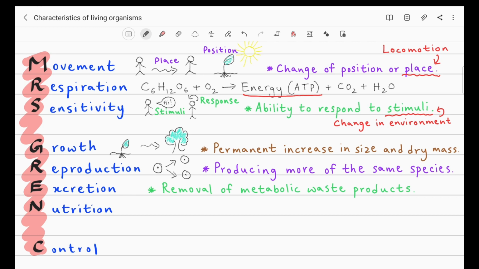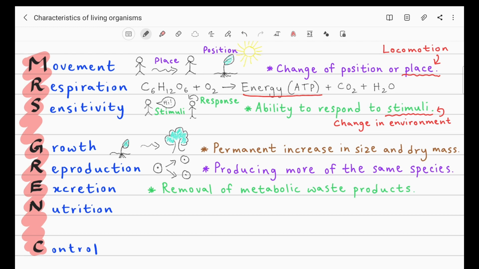The next characteristic is nutrition. Nutrition is the taking in of materials for energy, growth, and development. Plants, for instance, make their own food, so they need light, carbon dioxide, and water to make their own food. So that is their form of nutrition. Whereas animals, we do not make our own food, we rely on plants for food. So we take in organic compounds by eating.